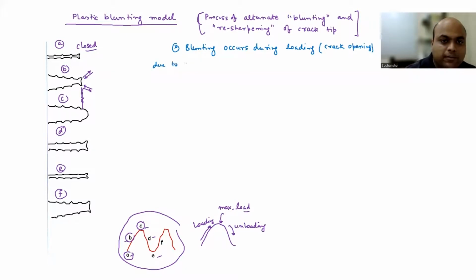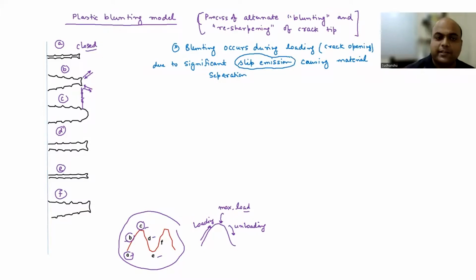And why is it happening? Due to significant slip emission, which causes material separation. So you are going to have slip emission, which is causing the material separation, as you can see here in both B and C. Here also you are going to see slip. So you are actually emitting dislocations, and because of that, you are causing the material separation. At B, your crack is very highly open, and then there is a slight increment also.